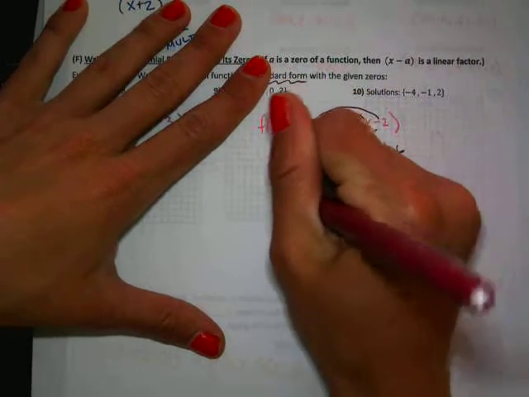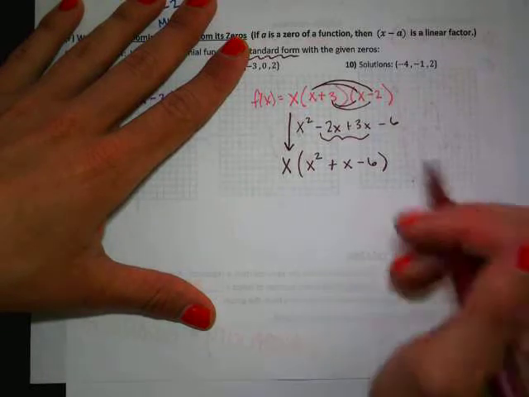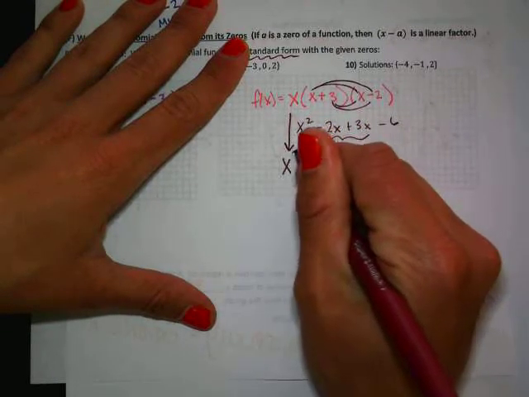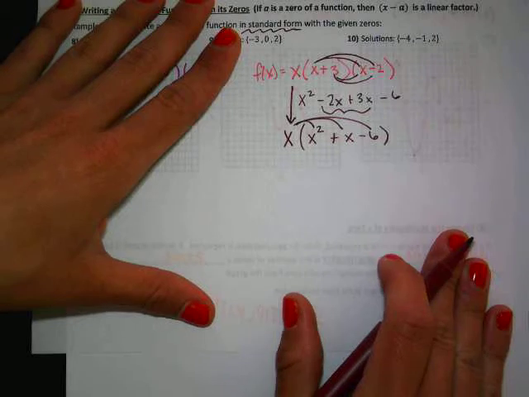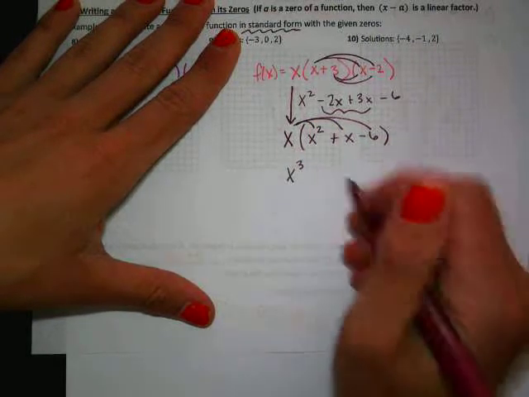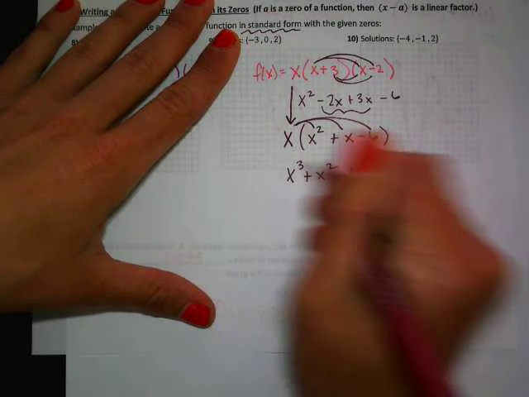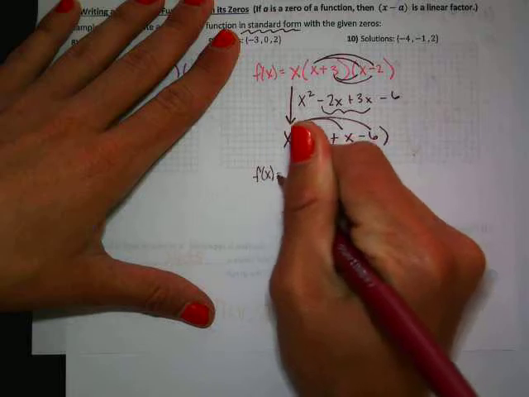And then, yeah, we still have this x on the outside. And so the last thing you have to do is take that x. Let's multiply that in. So x times x squared, x times x, and x times negative 6. Good. And so then that's your guy in standard form.